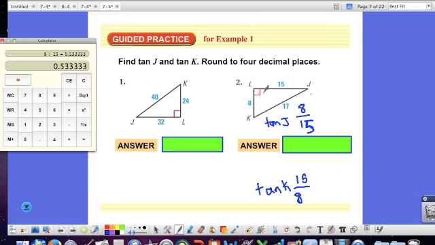8 divided by 15 is, I can't see that little tiny print because I'm looking at it on like a quarter of the screen. Oh, 0.5333. And the tangent of K, which would be 15 divided by 8, is 1.875.